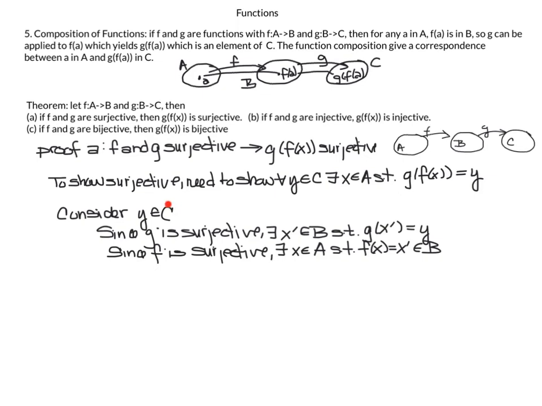We'll start by considering y in C. Since g is surjective, there exists some x prime in B such that g of x prime is equal to y. That's just the definition of surjective. And then since f is surjective, there exists some x in A that maps to x prime. And that's the end of our proof that g of f of x is surjective. We have found an x in A that maps to x prime in B, and that x prime in B will map to y in C.